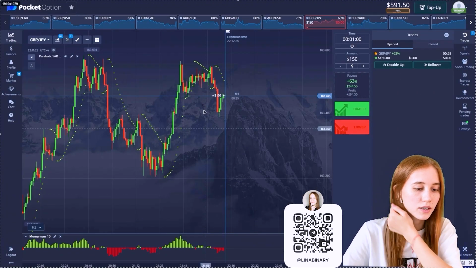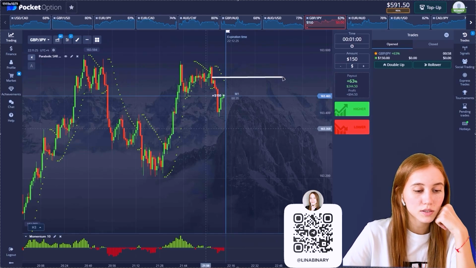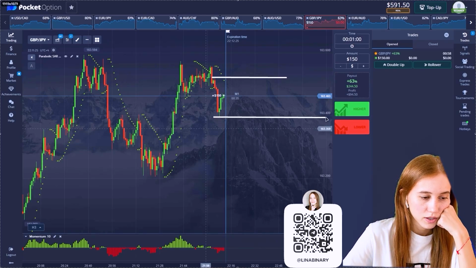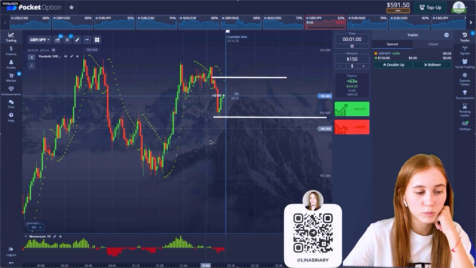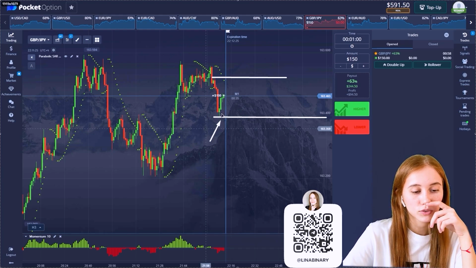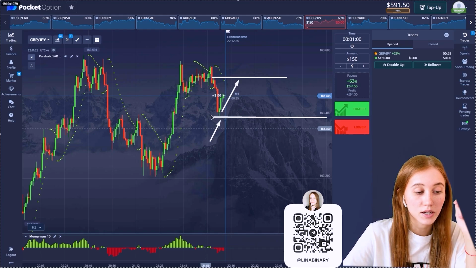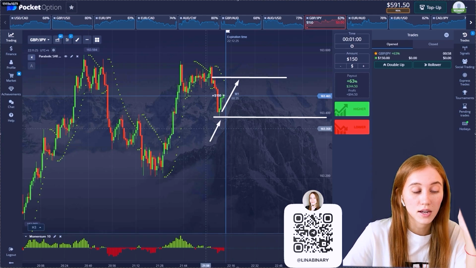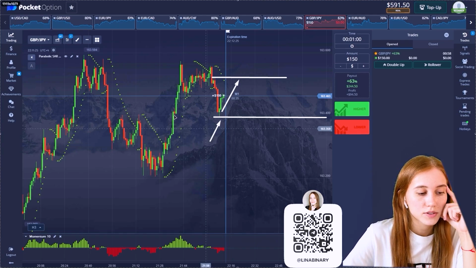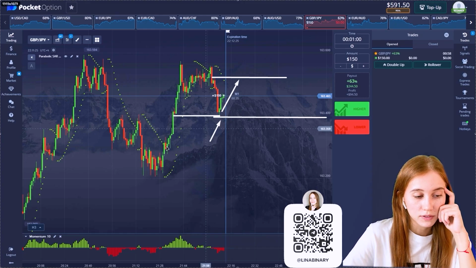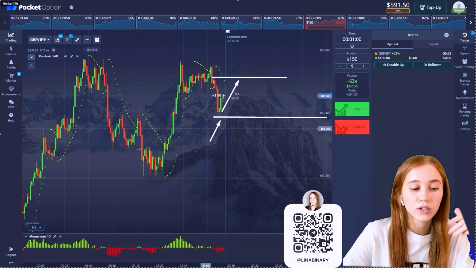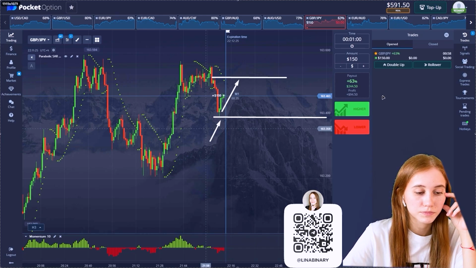If we highlight the resistance and support areas, there was a reversal. It would be more correct to say that the support area has not really established itself because the previous support area is at the same level. So in fact, it was reached and it was not overcome, but a rollback occurred.